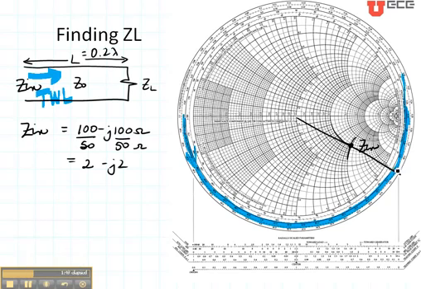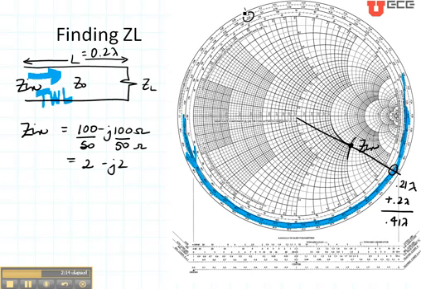Let's read off our value right here. Looks like that's about 0.21 wavelengths, and I am going to move towards the load a distance of 0.2 wavelengths. So I'm going to go out here to 0.3, 0.4, 0.37, 0.39, 0.41. So the distance that I'm going to go is 0.21 plus 0.2 wavelengths. I'm going to go to 0.41 wavelengths, which is right here.